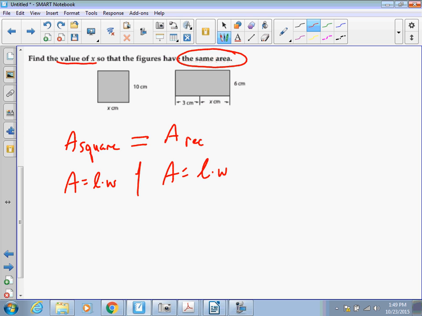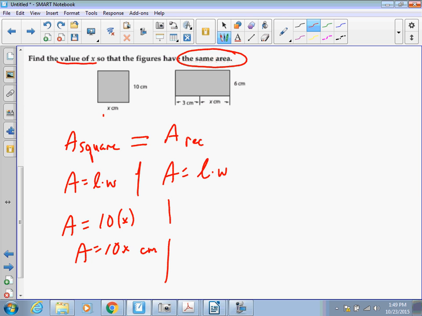For the first shape, it's pretty easy. We have an area of x by 10, so this area will be 10 for your length, x for your width. So the area is going to be 10x centimeters. Okay? That's the area of the shape.